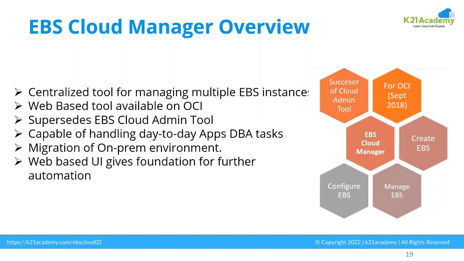It was first introduced in 2018, a centralized, web-based tool, which is the next version of the EBS Cloud Admin Tool. It is now a UI-based, web-based tool which handles your day-to-day operations and helps in migrating your on-premise environment. Various lift and shift options are available now: traditional lift and shift, and also the reduced downtime lift and shift, which migrates your instance using the standby database methodology.